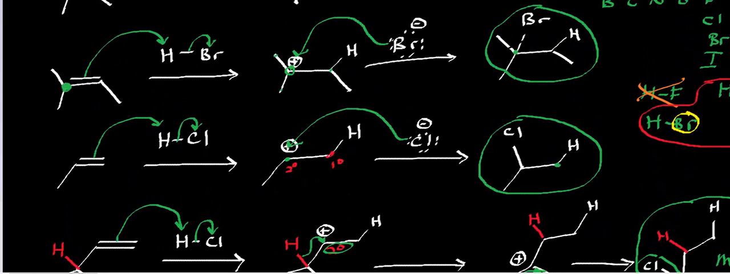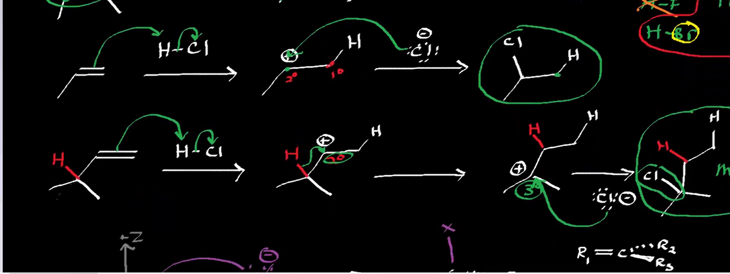So just keep in mind what we've been doing. We start with this alkene functional group, which comes out and plucks off a proton, and then we end up generating a carbocation at the more substituted position.